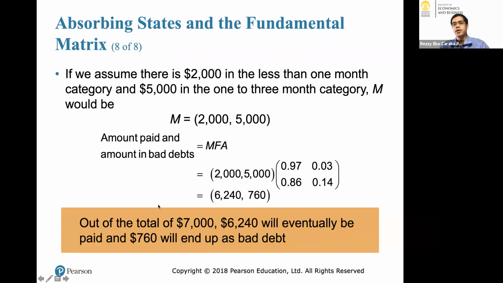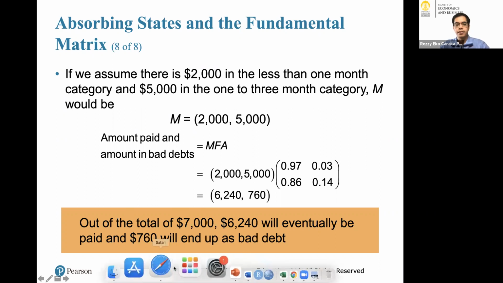So out of the total of $7,000, $6,000 will be paid evenly, and $700 will end up as bad debt. So this is the information for our research question. So it's easy, isn't it?